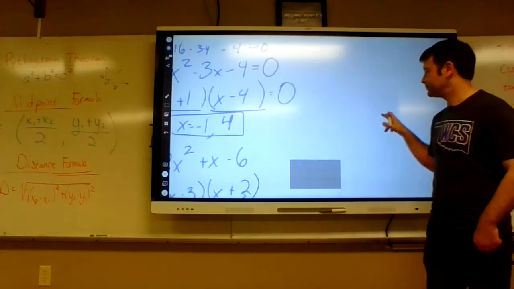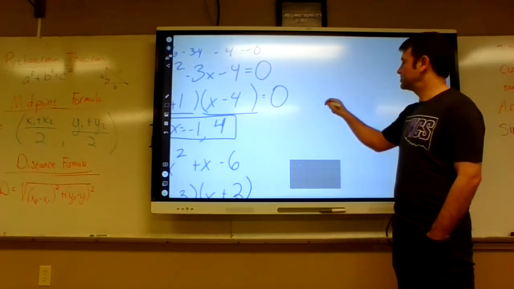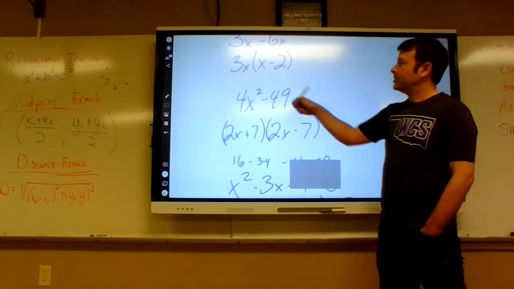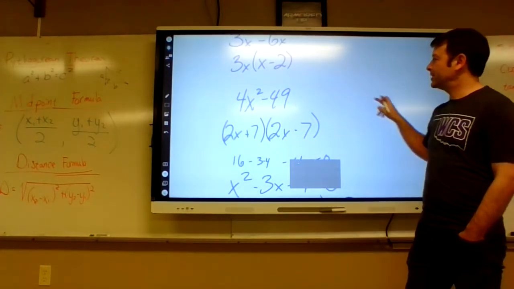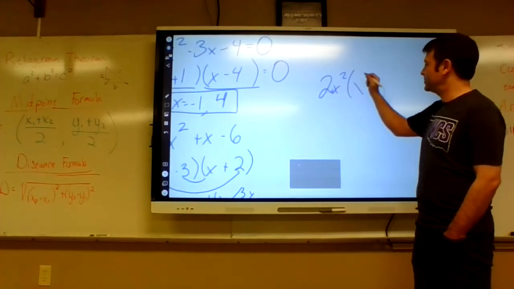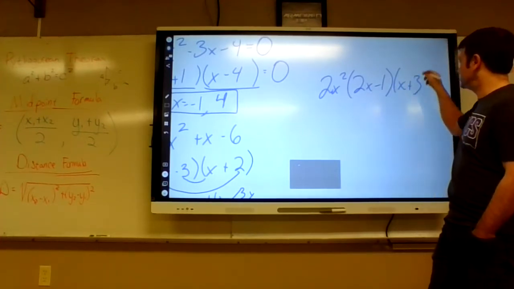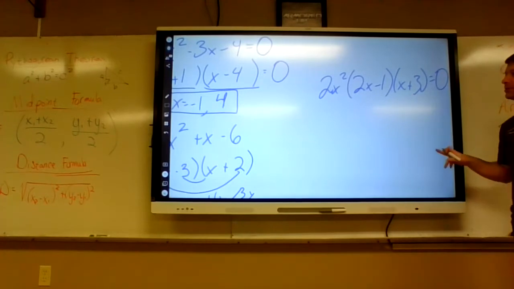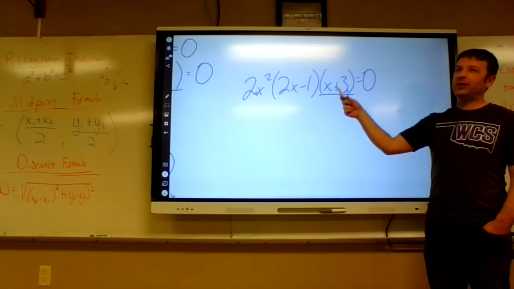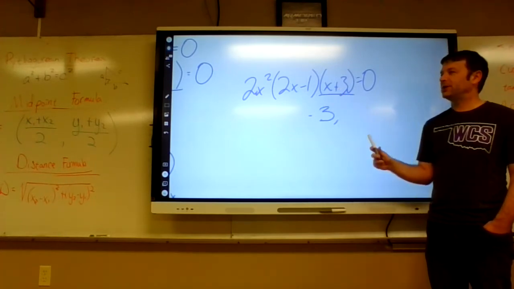One more thing. Let's say we took some stuff out, like kind of like the first thing. Remember up here we took stuff out, 3x. So let's say we took some stuff out and we got like 2x minus 1 times x plus 3 equals 0. Okay. What x value would make this factor 0? Negative 3.